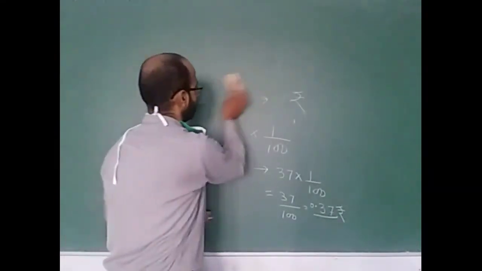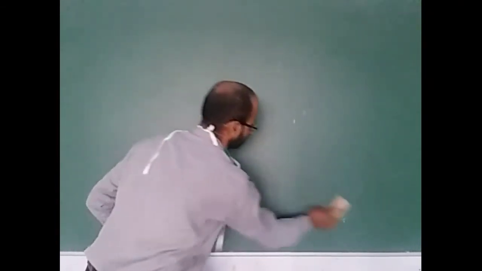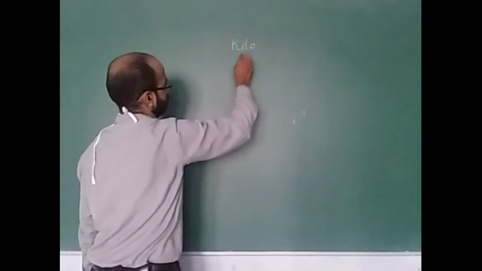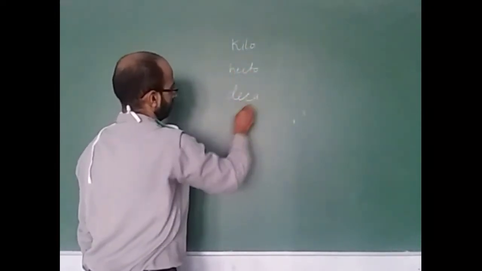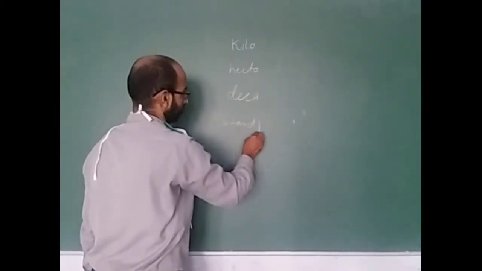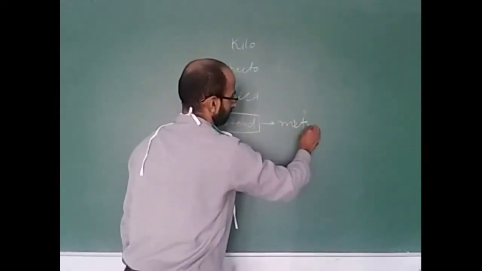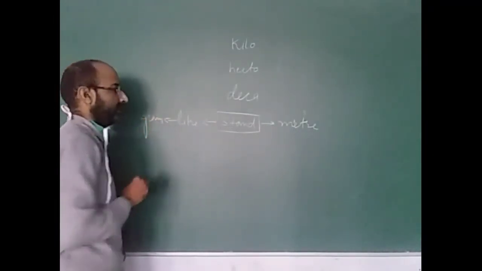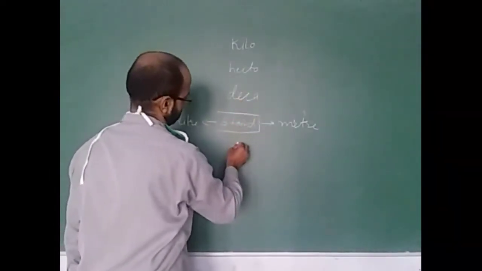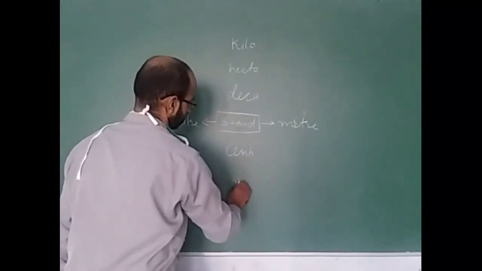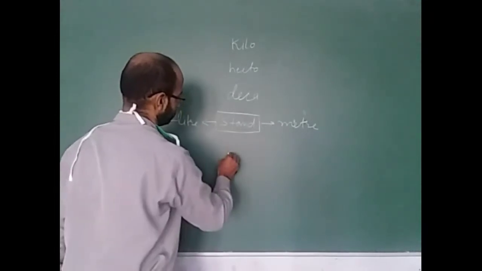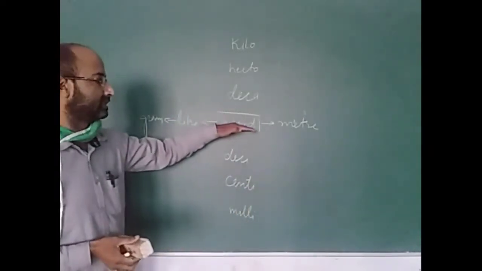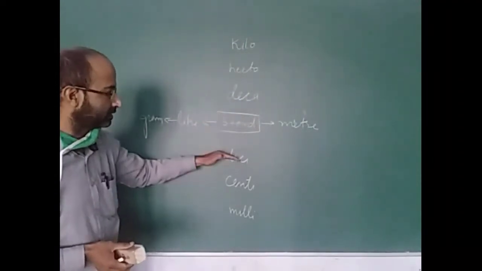And when we have to convert such units, if I write it: kilo, hecto, deka, here comes the standard unit, which can be meter, liter, or gram. Out of these three any one can come. Then centi, milli. Milli comes after the standard unit. Above the standard unit these three will come, below the standard unit these three will come.